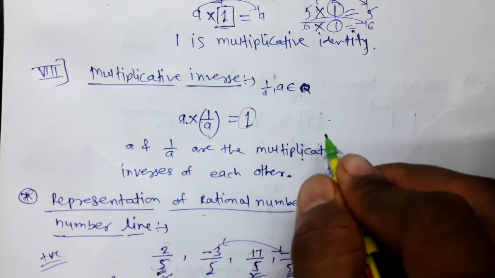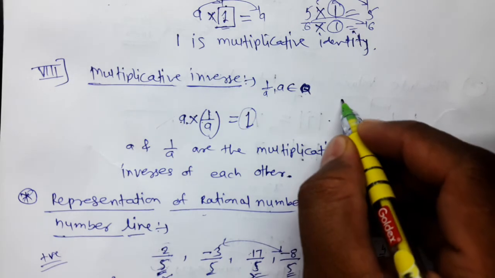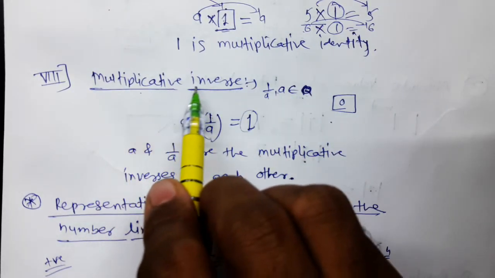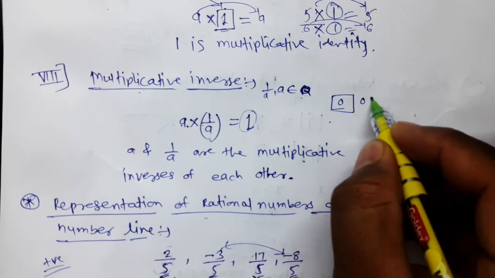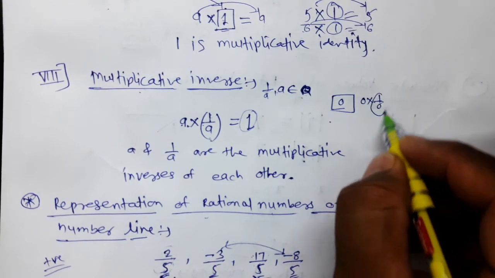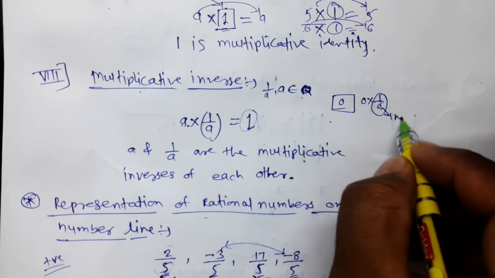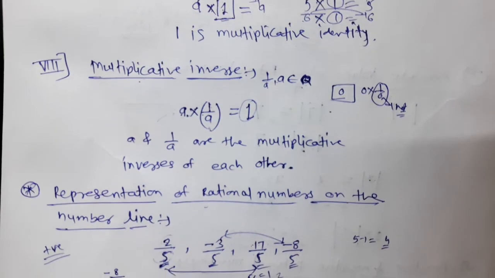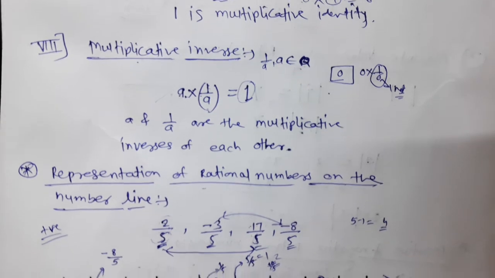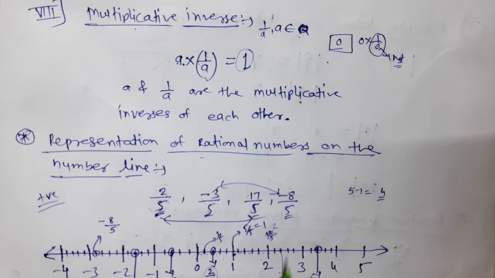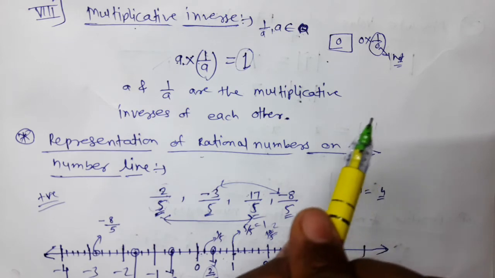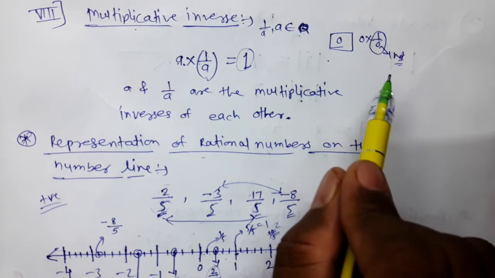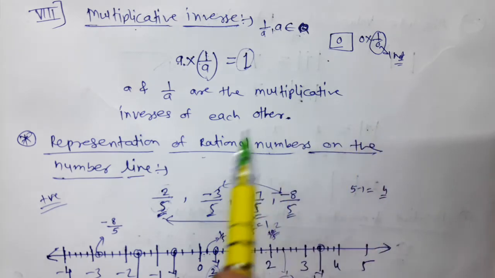Now one exception is there, that is 0. 0 does not have a multiplicative inverse because it would have to be multiplied by 1 by 0. So 1 by 0 is not defined. 1 by 0 is a number which is not defined; we cannot define it. In a previous video we explained how it cannot be defined.